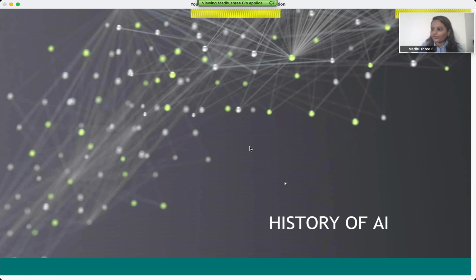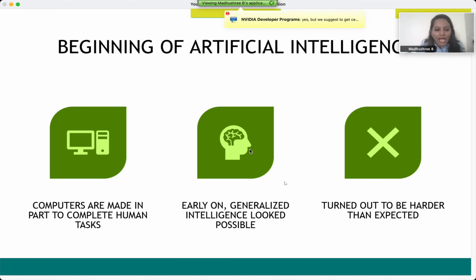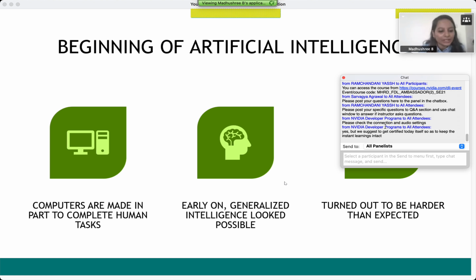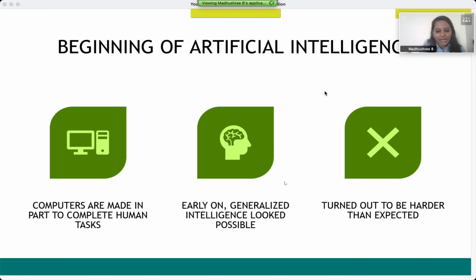Starting with a brief history of AI, how it started. I'm not going to teach you about the entire field, but we will start with a brief history. Looking at this diagram, what you can think is computers are made in part to complete or to augment our human tasks, to help us, right? That is the purpose that we build computers. But beyond certain capacities, we could not do it. Early on, generalized intelligence looked possible, but human-like intelligence looked almost impossible. Even though we have had computers for so many decades now, human intelligence is far superior, right? So the entire computing possibility became harder than what we expected. We could not teach human intelligence into computers.